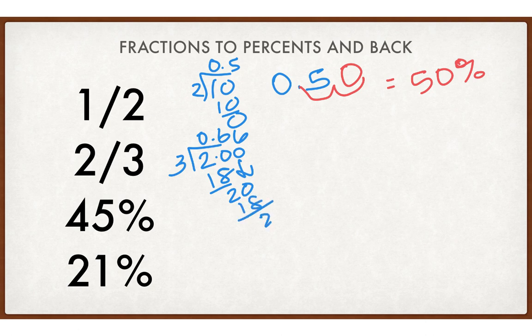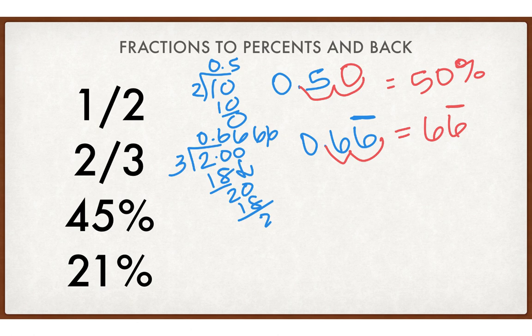So I could keep going on forever and ever on this with 6s. But what that translates to as a decimal is we're going to do like we did before and just put that line over the 6. Same thing, we're going to move that decimal 2 places, but when I write my percent, I'm going to leave that line over it, okay, just to show that that kept being repeated.